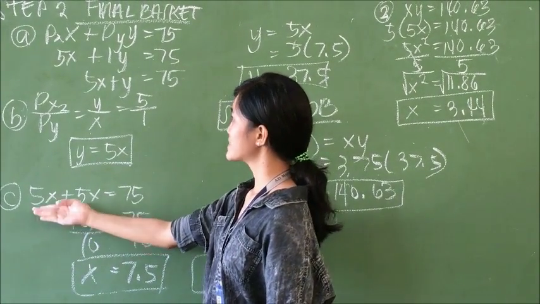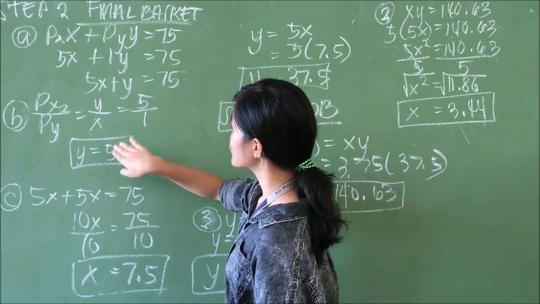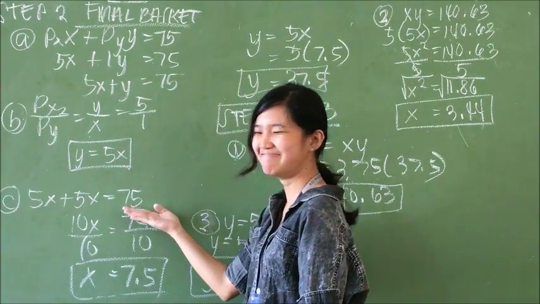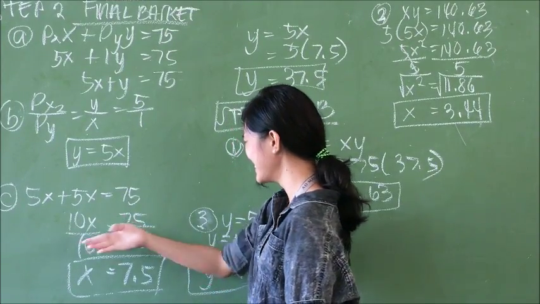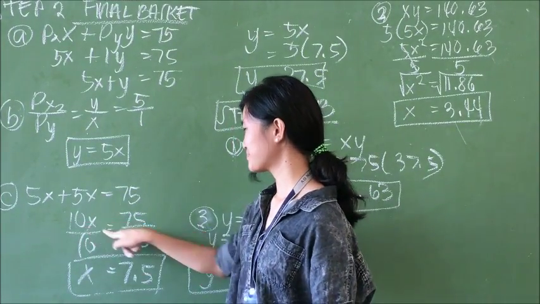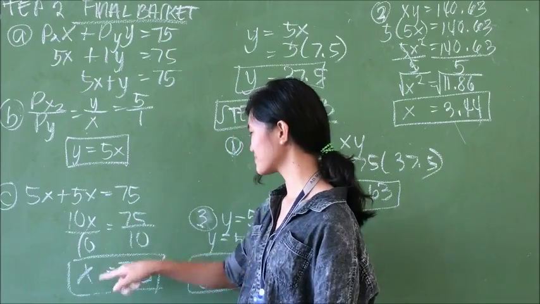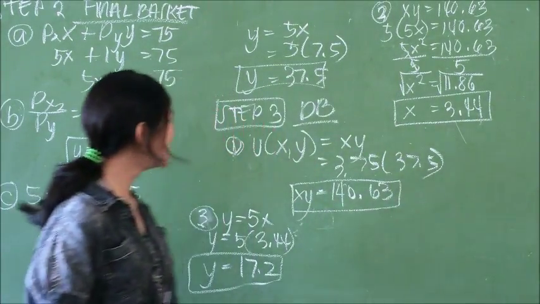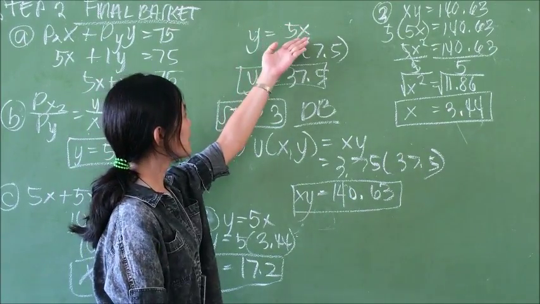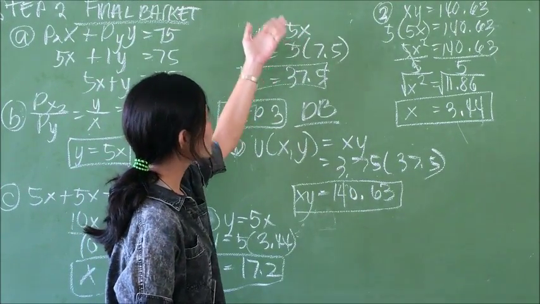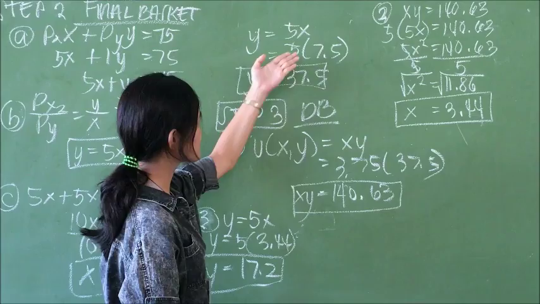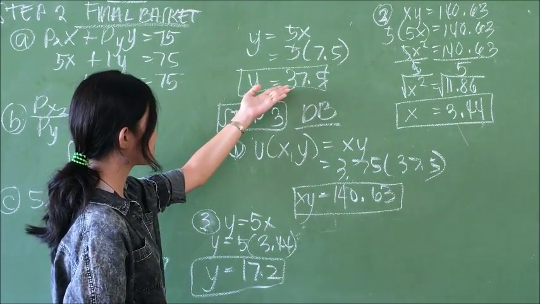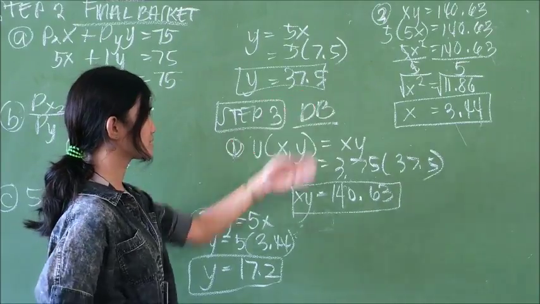Then, we substitute y to the formula in letter A, which gives us 10x is equal to 75. Then divide both sides by 10 to get x, which is 7.5. Since we have the value of x already, we substitute it to y equal to 5x. Then we have y equal to 5 times 7.5, which gives us y is equal to 37.5.